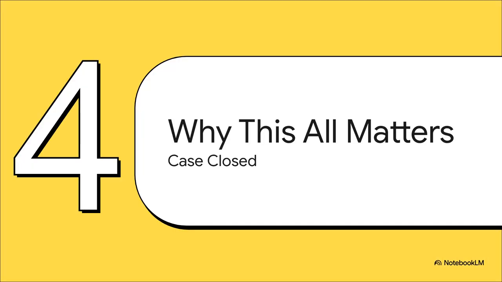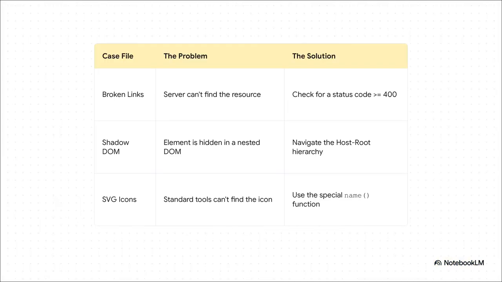So, we've cracked the case of the vanishing pages, we've explored the hidden rooms of the Shadow DOM, and we've decoded unclickable icons. So what's the big takeaway from all this detective work? When you look back at our case files, you start to see a pattern, right? For broken links, the answer wasn't what we could see, but a status code from the server. For the Shadow DOM, we had to respect its unique hidden structure. And for SVGs, we needed a special command for a special kind of code.